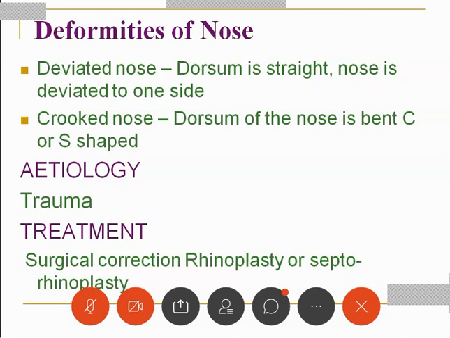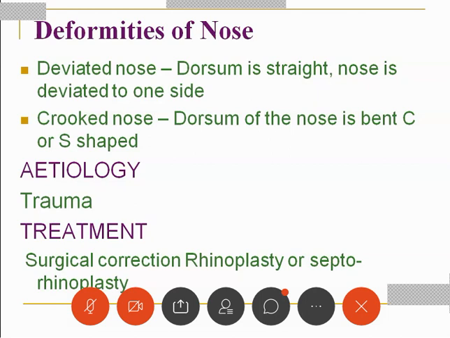Etiology, it's due to trauma. Treatment, definitely it is surgical correction by means of septoplasty or rhinoplasty. See, in the deviation of the nose, the dorsum is straight, but the total nose is deviated to one side. This might happen with a total deviation of the septum itself also. So if you correct the septum, your nose may also get corrected. As goes the septum, so goes the nose.